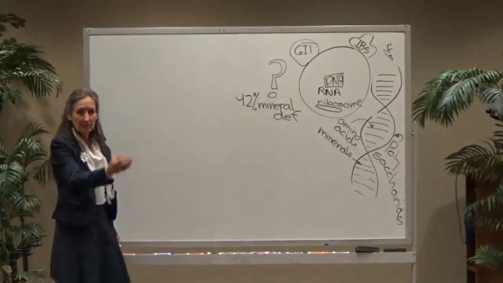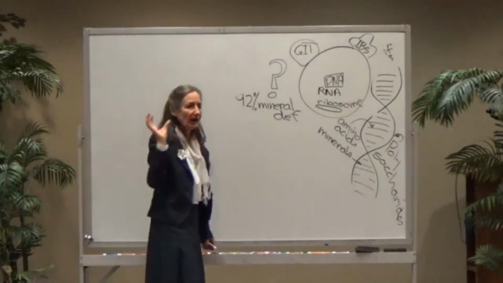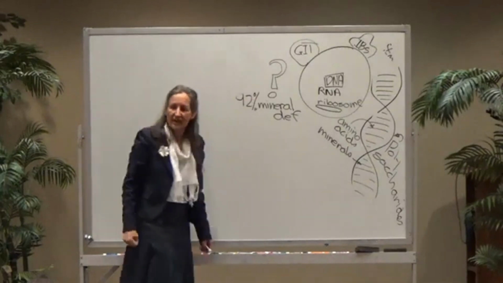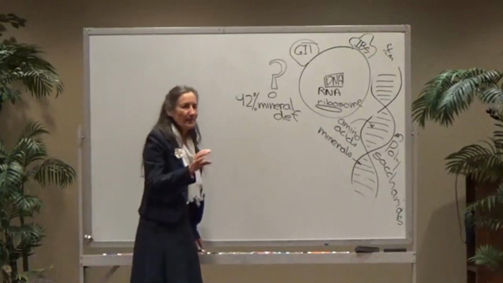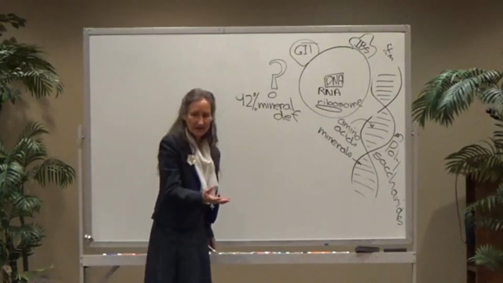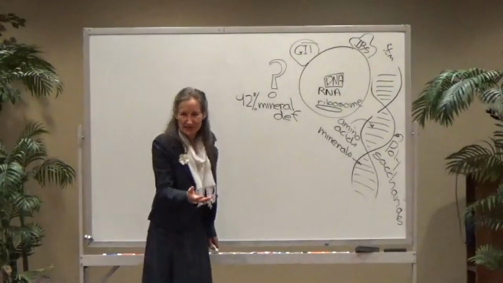Because the soil's deficient and the plant's deficient, all the bugs attack that plant. Isn't that an interesting thing? What plant do the bugs attack? The weak plant, the mineral deficient plant.